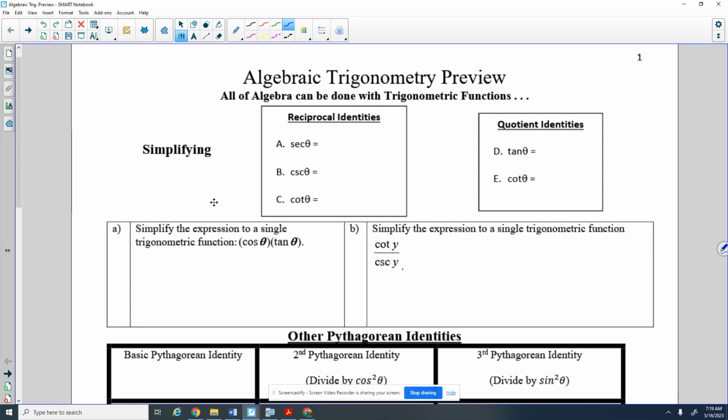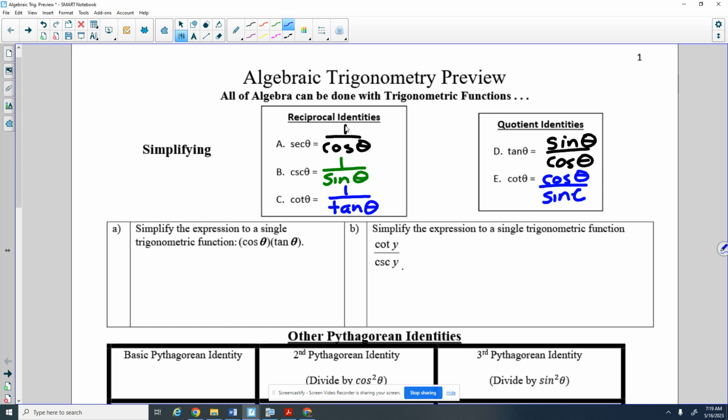And these first two we've definitely done in our unit. So we know that the secant of theta equals 1 over the cosine of theta. The cosecant of theta is 1 over the sine of theta. And the cotangent of theta is 1 over the tangent of theta. Coming over here, our quotient identities are just writing tangent and cotangent in terms of sine and cosine. So we know tangent of theta equals sine theta over cosine theta. And cotangent of theta is cosine of theta over sine of theta.